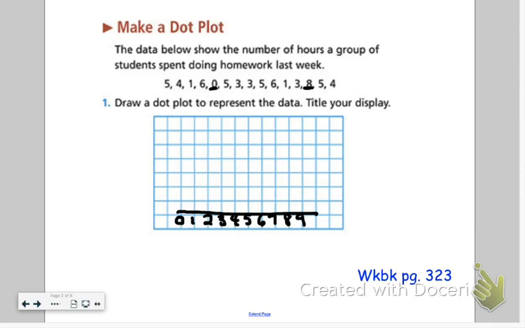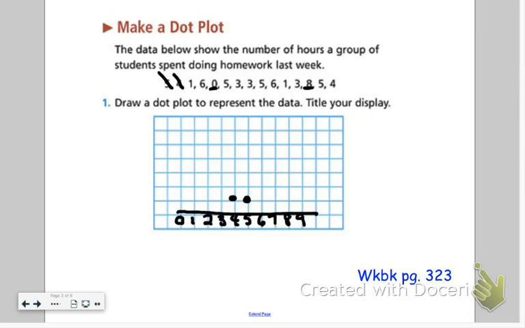And now every time I see a number, I'm going to put a dot above it. So for 5, let's see if I can get a dot here. There's my dot above 5. For 4, I need to make sure that I have a dot above 4. And you get the idea. You can finish the rest of your dot plot. Just every single time you see a number, put a dot above it. You may also want to cross off every number that you've already put a dot in for. That way you don't do something twice or forget a number.